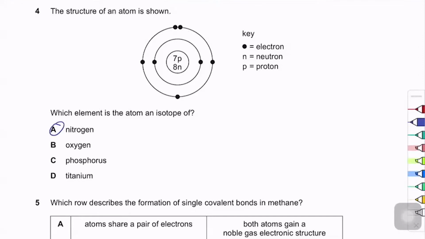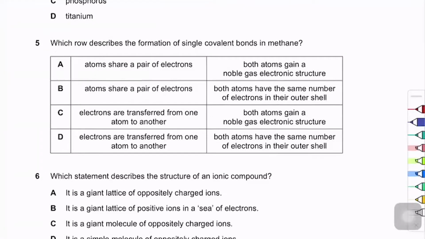Which row describes the formation of a single covalent bond in methane? Okay, so there's a single covalent bond in methane. Methane is this thing if you need to know, although that's irrelevant to this question, but still, let's see. How does a single covalent bond work? It is a pair of electrons shared. The sharing is important because covalent means sharing in the last shell.